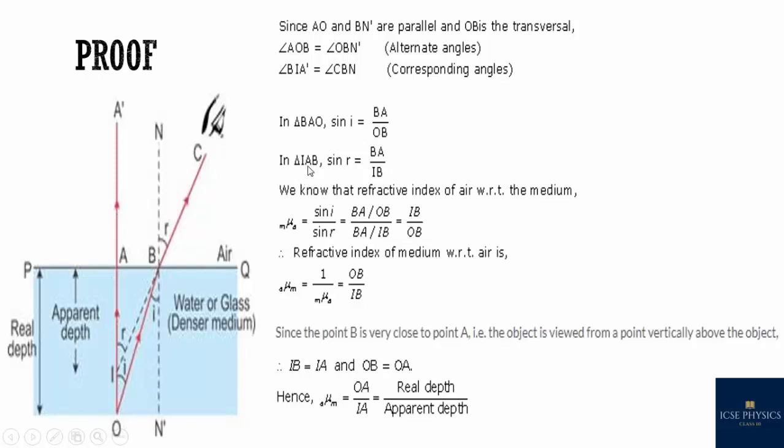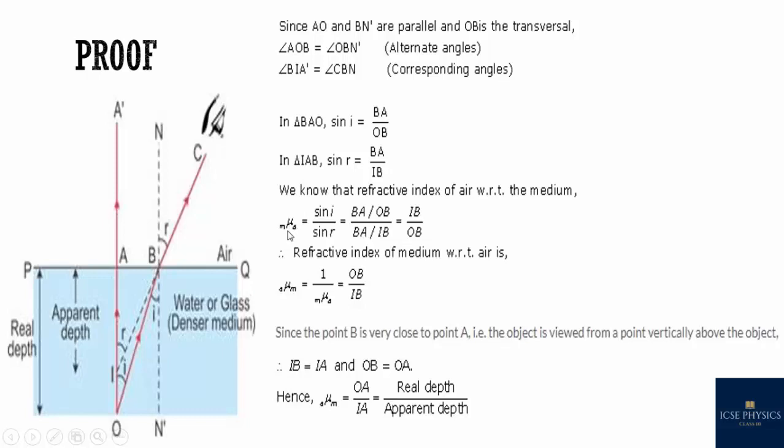Similarly, in right angle triangle IAB, hypotenuse is IB. And what is the perpendicular? Again, it's BA or AB. So sine r is BA by IB. We all know that refractive index of air with respect to a medium, mu, is represented by sine i by sine r. Then putting these values there, what do we get? BA, BA cancel. So we get IB by OB. Now, this is the refractive index of air, so we will write air on the right side, and on the left side, we write with respect to medium.